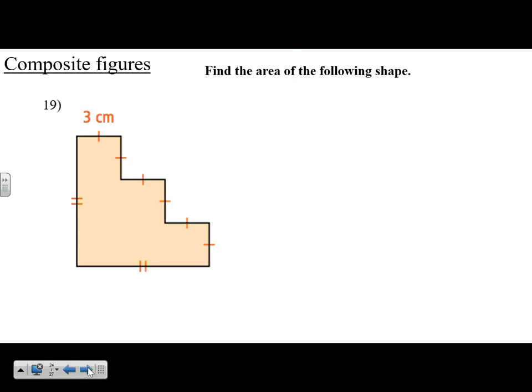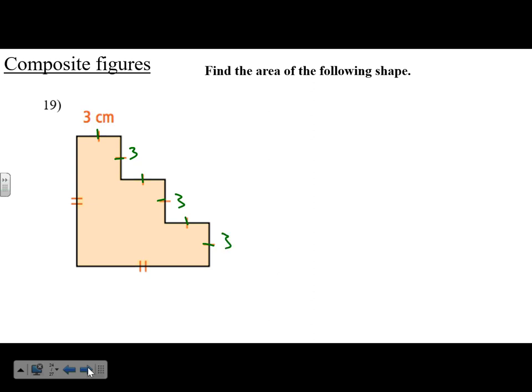So the composite figures. Now, composite figures are when you have a shape that's not a regular shape, but we're going to break it down into shapes that we actually know. So find the area of the following shape. Well, I don't have a formula that's like, to find stair steps, you use this formula. I don't have that. But I know that these lengths are all the same. So these are all 3.